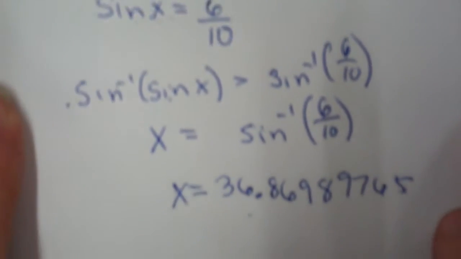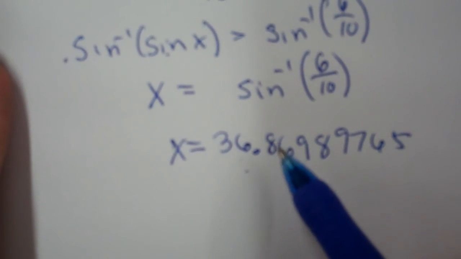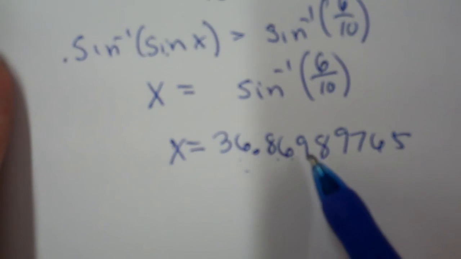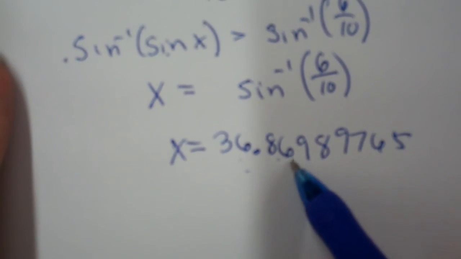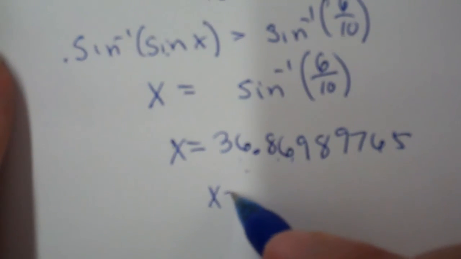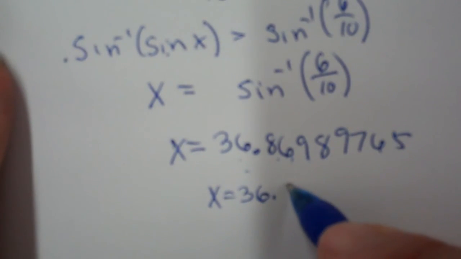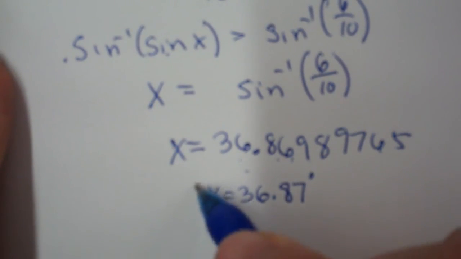So we'll go back to our problem. Let's look at the hundredths place. That's the tenths place. That's the hundredths place. After the hundredths place is the thousandths place, and this is bigger than 5. So when we bump that up, we end up with x is equal to 36.87 degrees.